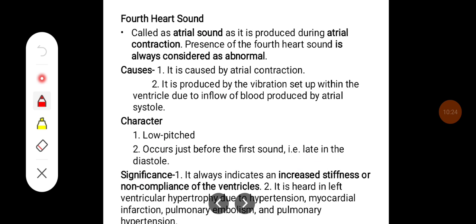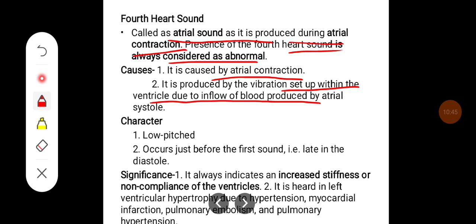The fourth heart sound is also called the atrial sound as it is produced during atrial contraction. The presence of the fourth heart sound is always considered abnormal. It is caused by the atrial contraction, and it is produced by the vibration set up within the ventricle due to the inflow of blood produced by atrial systole.